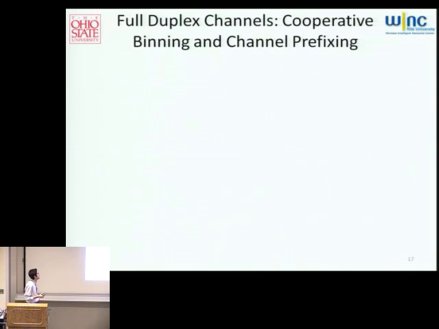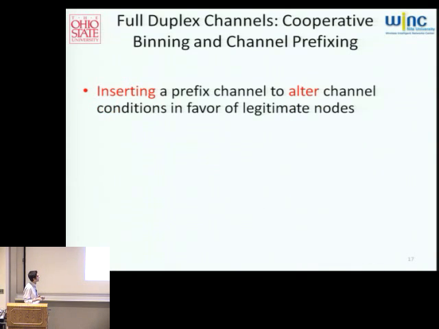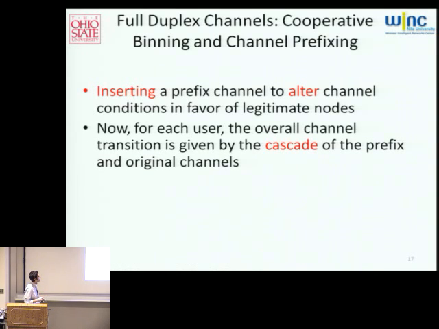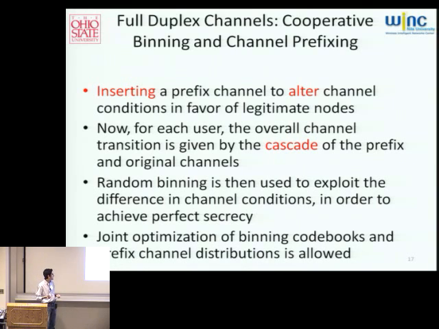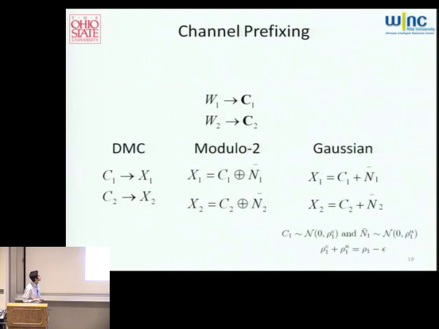So the key idea is to insert a prefix channel to alter channel conditions in favor of legitimate nodes, and then use random binning to exploit the secrecy advantage to achieve perfect secrecy. The problem with classical approaches using only random binning is sometimes you don't have this secrecy advantage. That's when channel prefixing can be useful. And joint optimization is allowed of binning codebooks and prefix channel distributions.